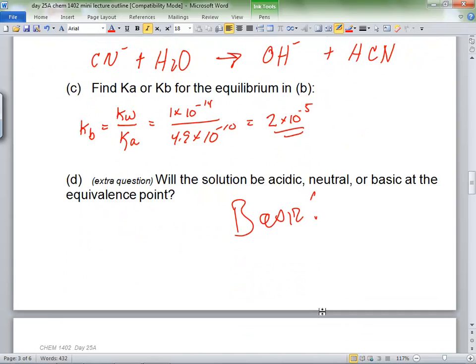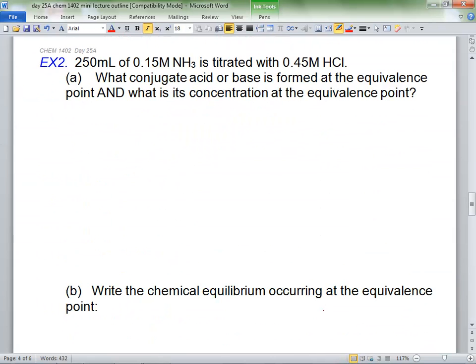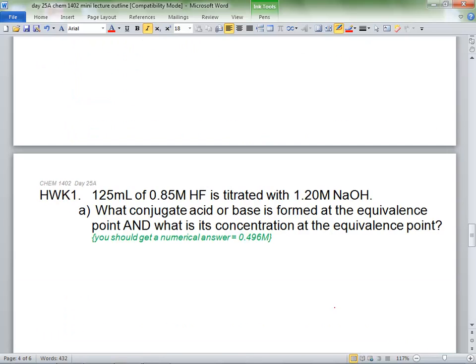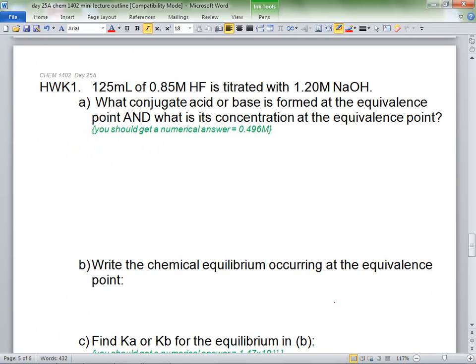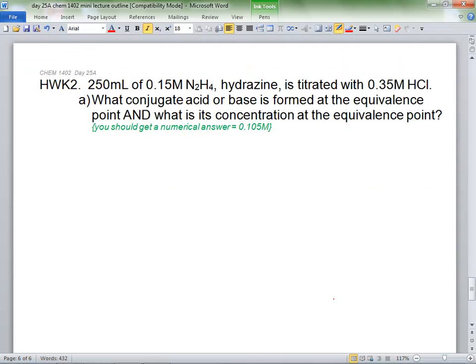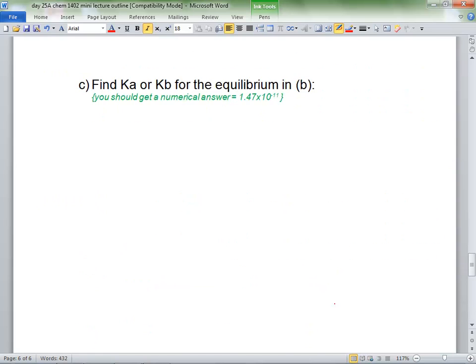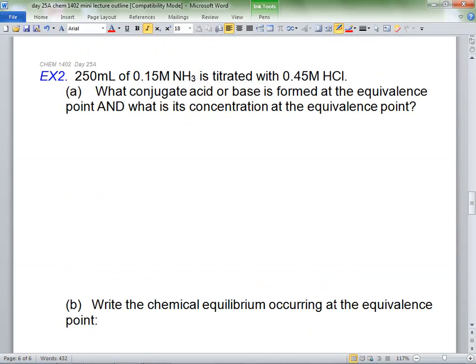Okay, so before we jump on this next one, I want to show you the homework for Friday. It's homework number 1, this sheet, and homework number 2, this sheet. And the numerical answers are there.